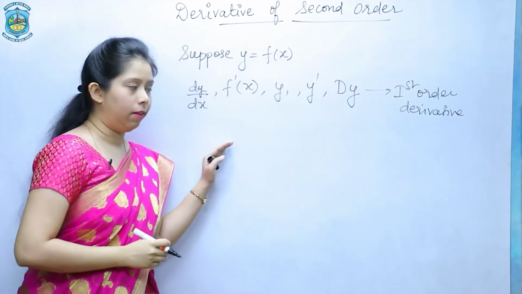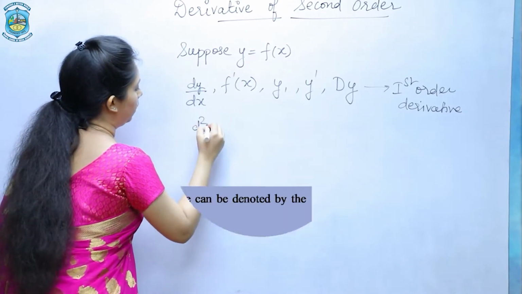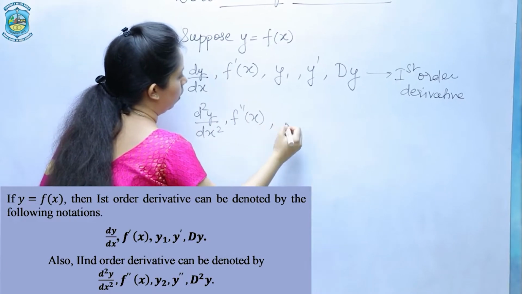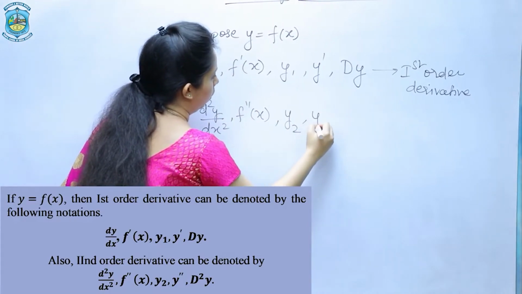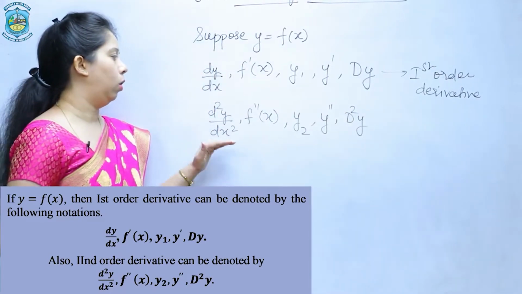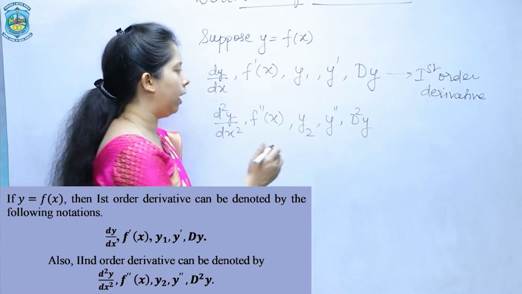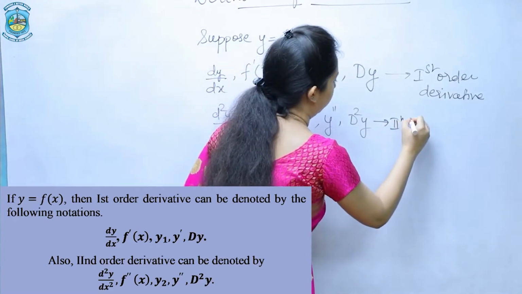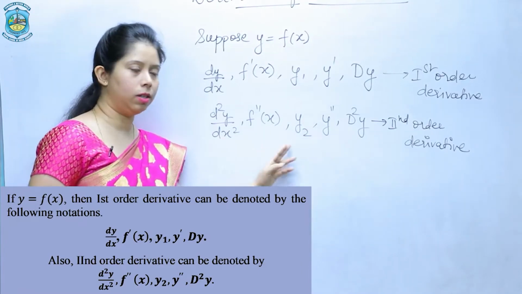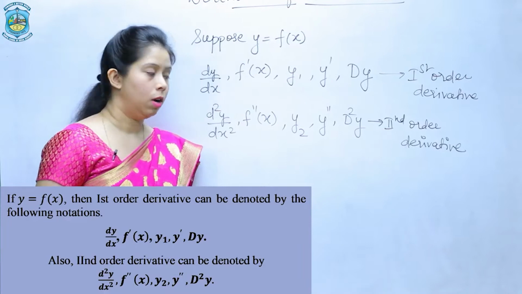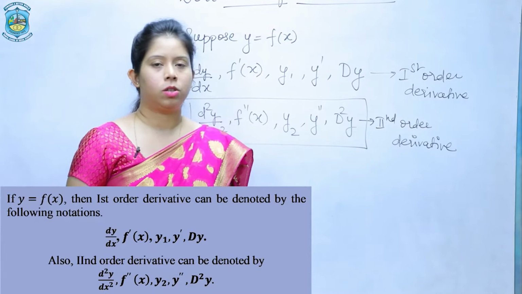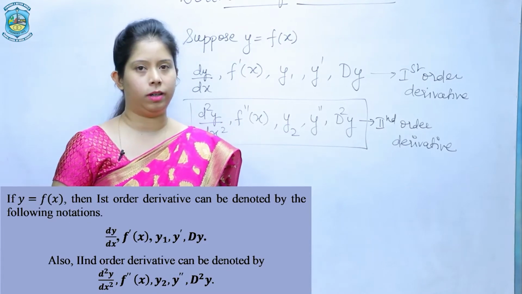Now, the second order derivative can be denoted by d2y by dx square, f double dash x or y2 or y double dash or d square y. So, these are the notations that we generally use for the second order derivative. We are basically focusing on second order derivative, so let us solve some questions related to second order derivatives.